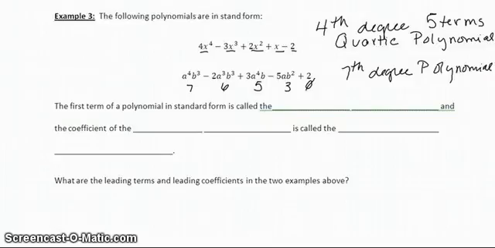Now, something else you need to remember, when it's written in standard form, the first term is called the leading term. And the coefficient of the leading term is called, no surprise here, the leading coefficient.